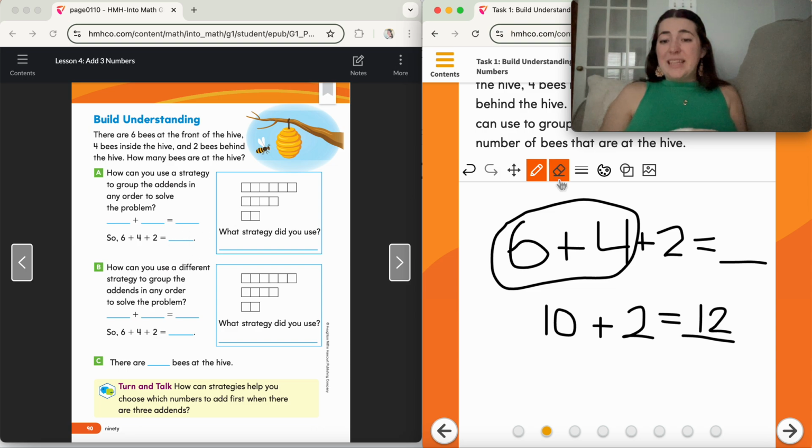Now we want to this time group it a little bit differently. Oh, my eraser is being funny. Just trying to erase.